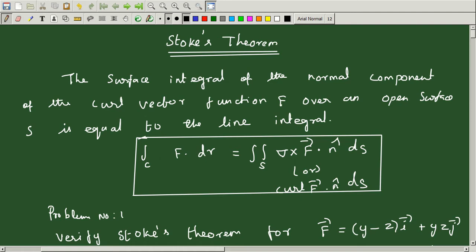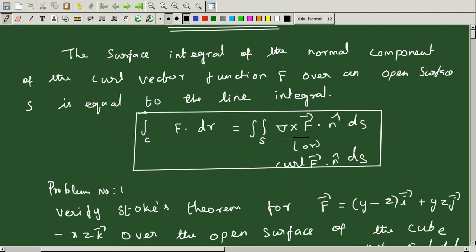So what is Stokes theorem? Integral over C, F dot dr is equal to double integral over S, del cross F dot n cap into dS. Del cross F means curl F vector. We can say curl or del cross F, both are the same. Now, based on the Stokes theorem, we are going to see some example problems.